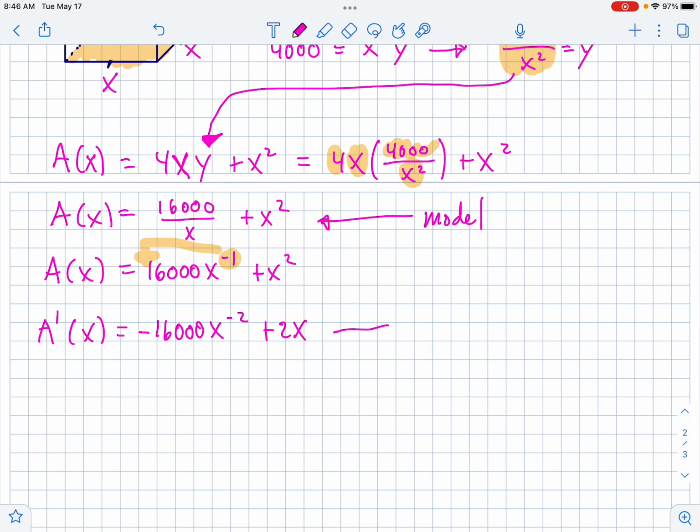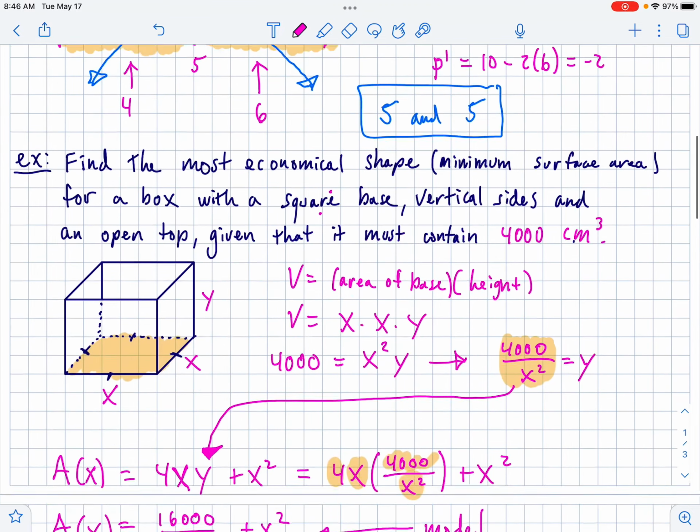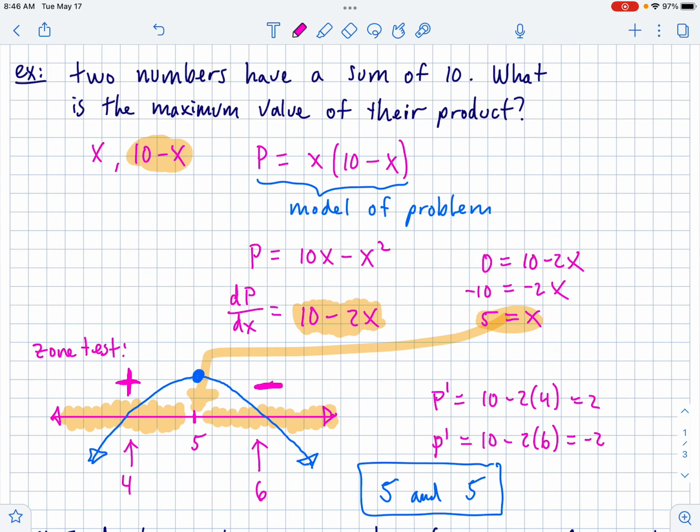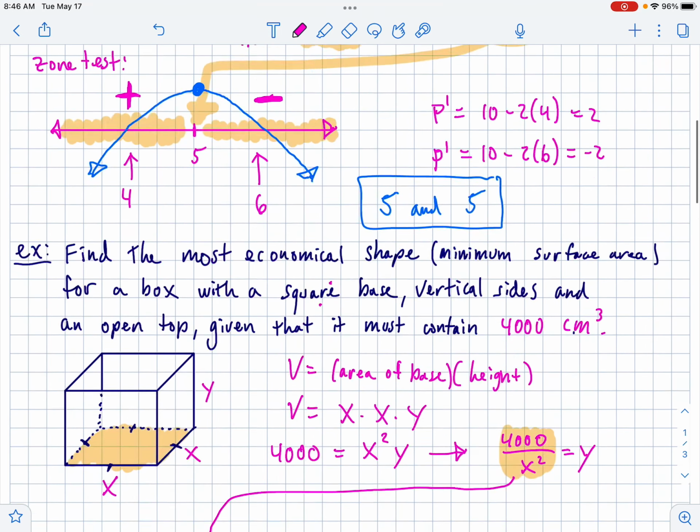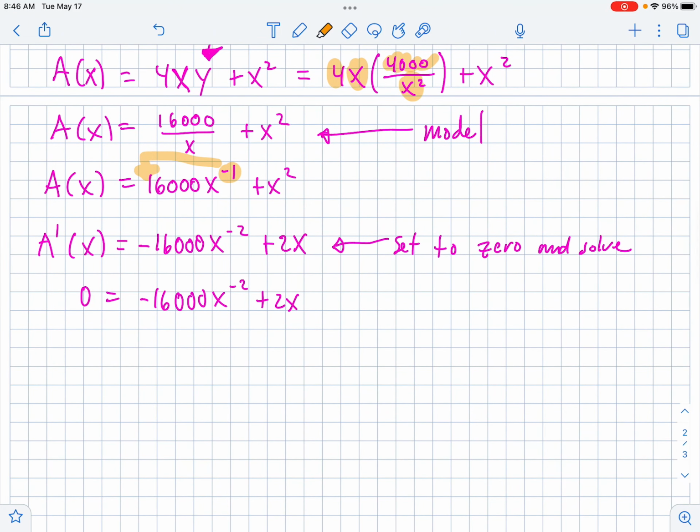Now, we're going to set this equal to 0 and solve. So we get 0 equals negative 16,000 x to the negative 2 plus 2x. Up here on the previous problem, it wasn't too bad solving because we really just had to solve 0 equals 10 minus 2x, which is not too bad at all. You subtract 10, you divide by negative 2. But if we go back here, this is hard to solve. So we're going to do this on the calculator.